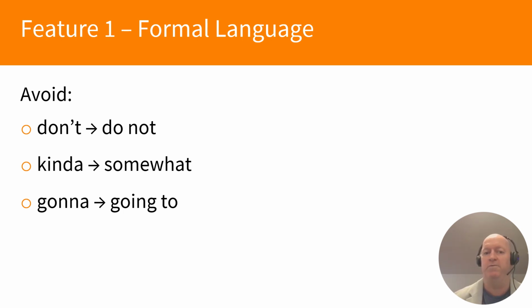Also try and avoid spoken English, no slang, which once again is informal, or contractions. So when you're writing, don't write don't. Try and write do not. So write the word in full. Kinda, which is a slang word for somewhat, and gonna, for example, you should write in its formal manner, such as going to.